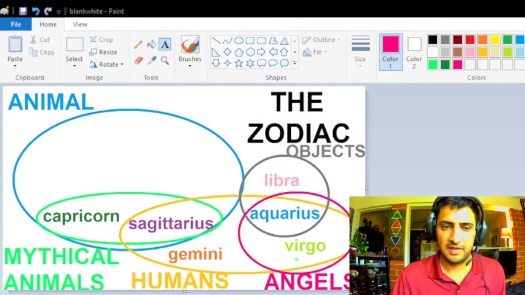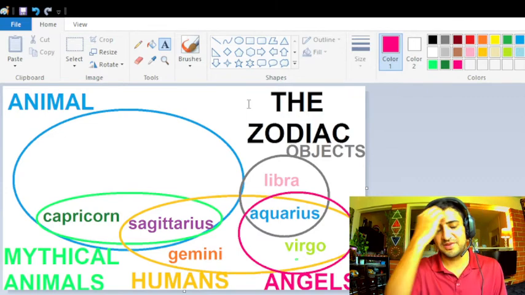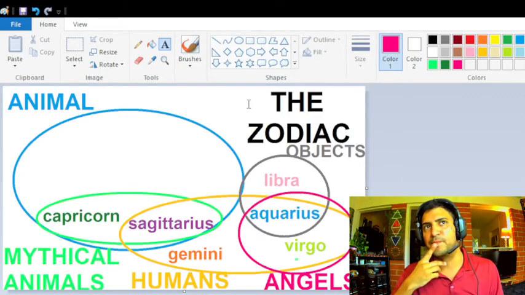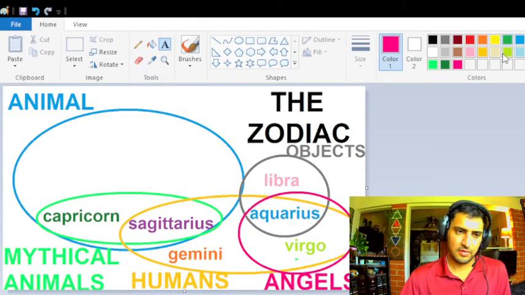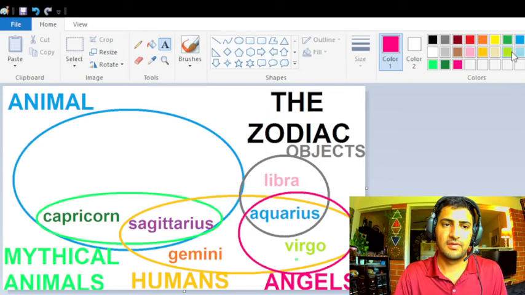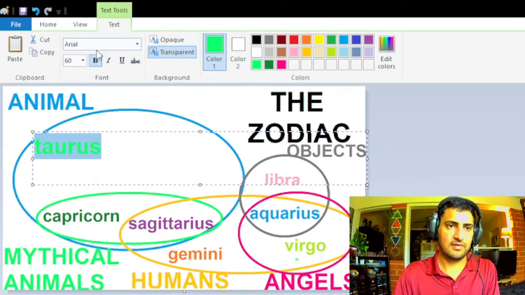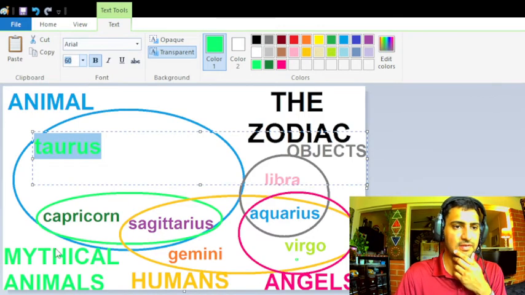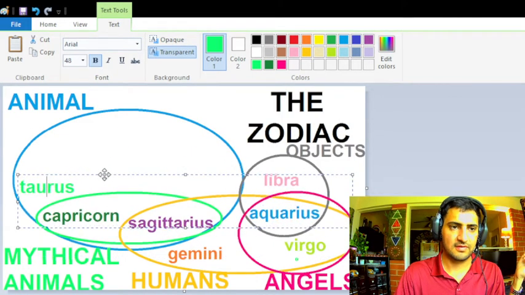Anyway, enough about all that. Let's get into the animal signs. So yeah, I left this big open expanse here. And I might add another category here too, but let's do the more straightforward animal signs first. So I'm gonna add Taurus here. I don't want to make a new color, so let's add Taurus, and I forgot what size I made it. 48? 50? This is gonna bother me. Yeah, that works. Let's add Taurus.